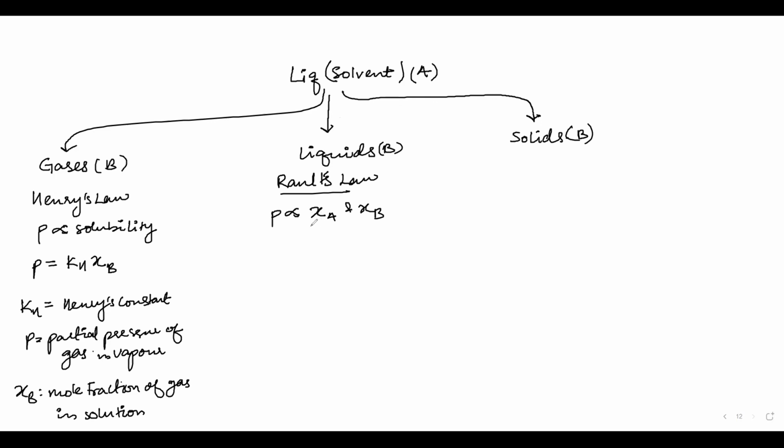That means both A and B will be present in the vapor phase, correct? Yes, sir. And the pressure will depend on both the mole fraction of chi A and chi B. Okay. Now let us imagine.